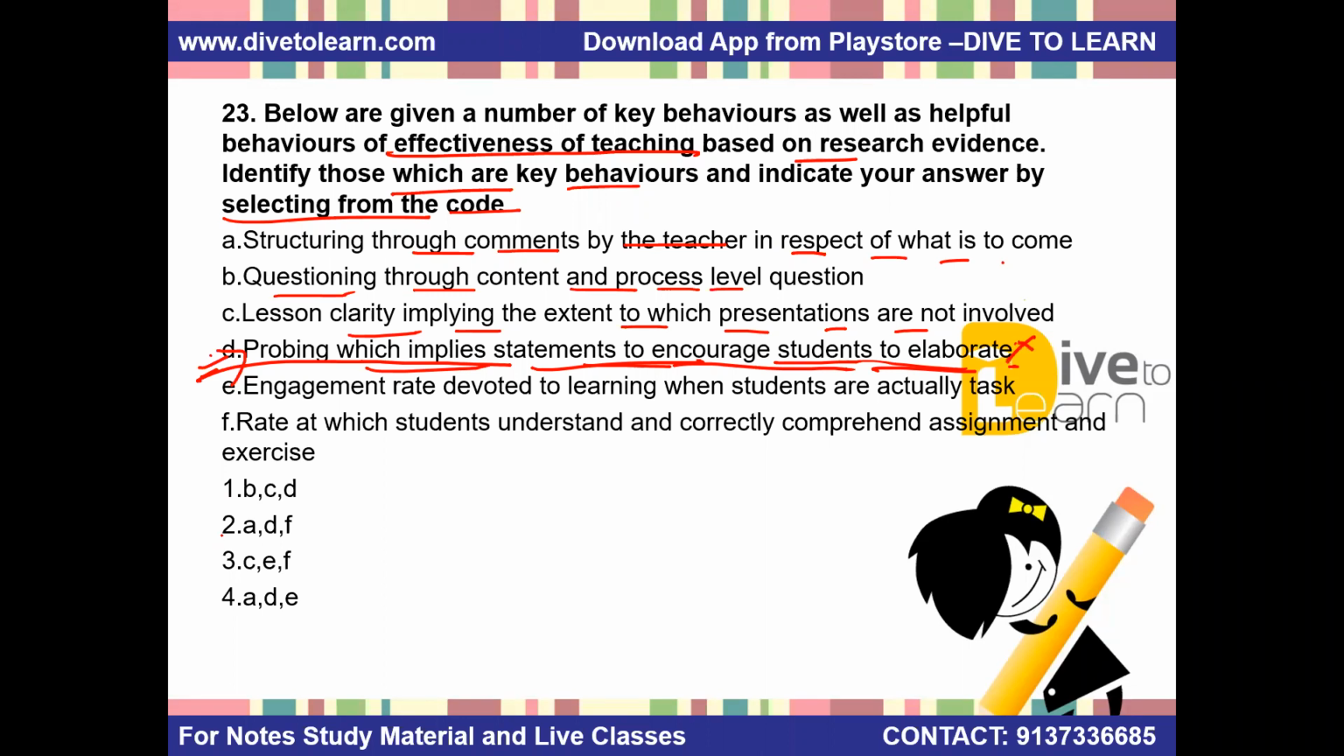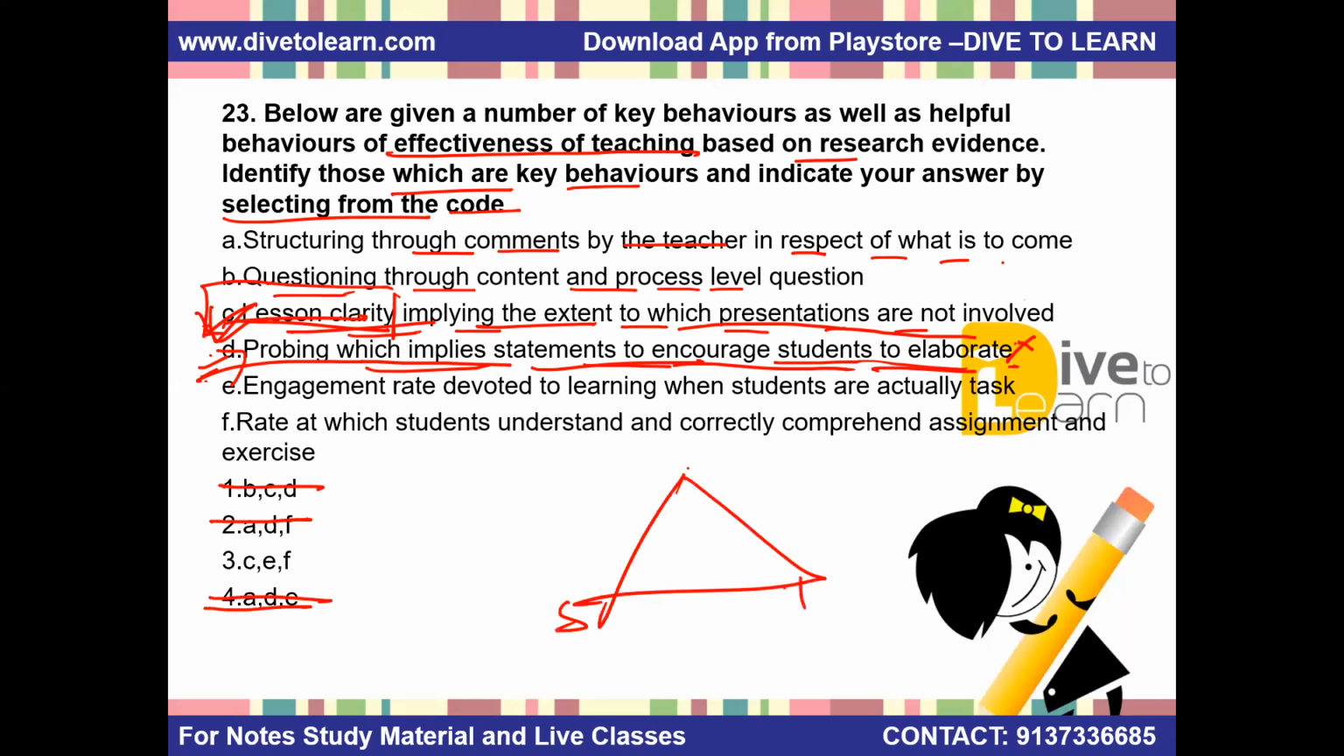So D will be eliminated. Options from D you can eliminate. Certainly we are left with these two. So B is okay. Even if we eliminate D, we have C, E, F. Let's see. C, lesson clarity, implying the extent to which presentations are not involved. Lesson clarity is a very important component of effective teaching. Please remember, lesson clarity on the part of the teacher. Three major aspects we have talked about: the student, the teacher, and the content itself. Lesson clarity of the teacher is one of the characteristics of effective teaching.